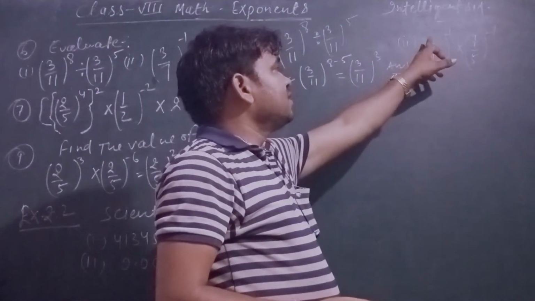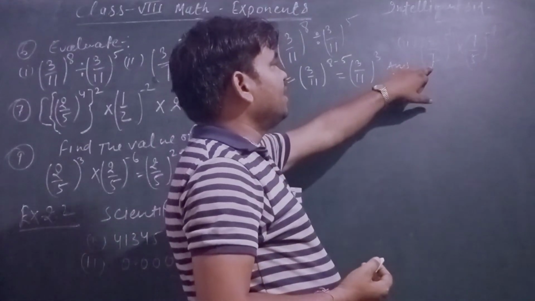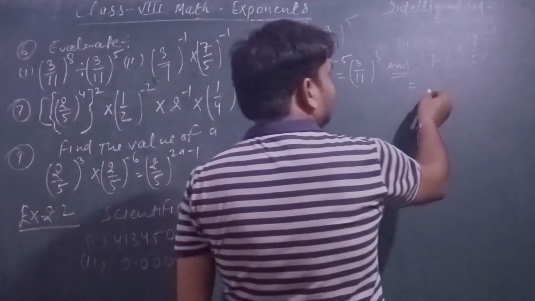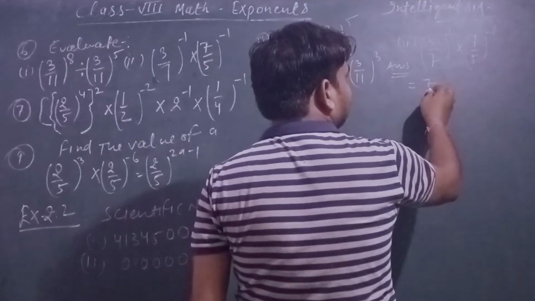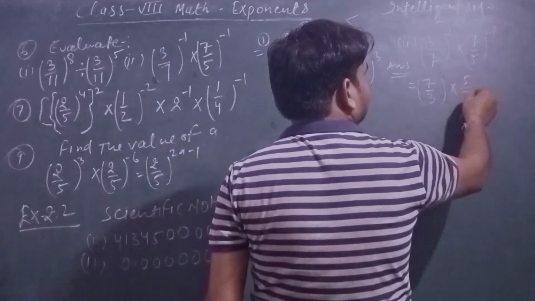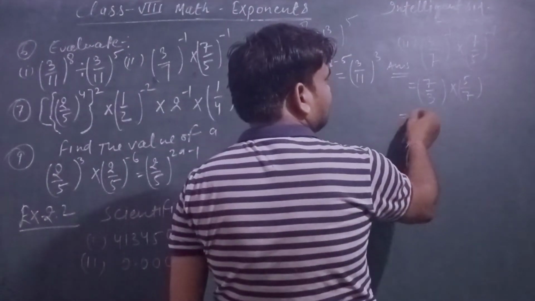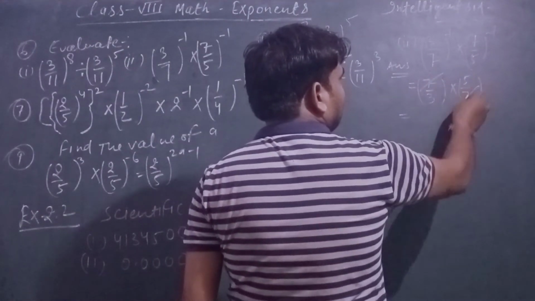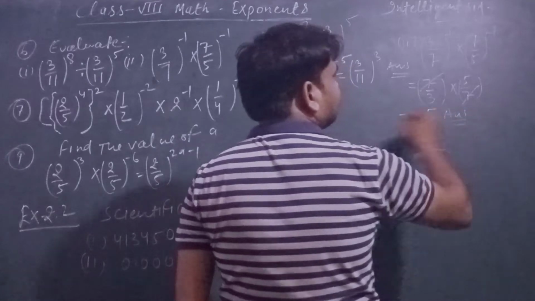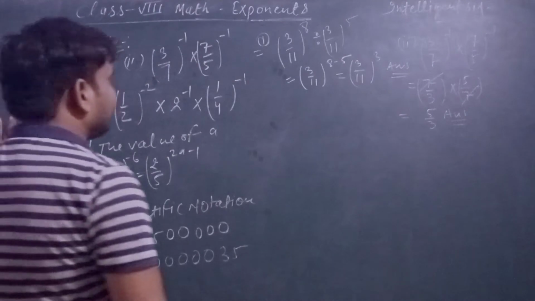The denominator numbers come in the place of the numerators and the numerator numbers in the place of the denominators. So it means we can write this as 7/3 multiplied by 5/7. After that you can multiply; 7 and 7 cancel and we get 5/3. That is the answer. And now we take question number 7.